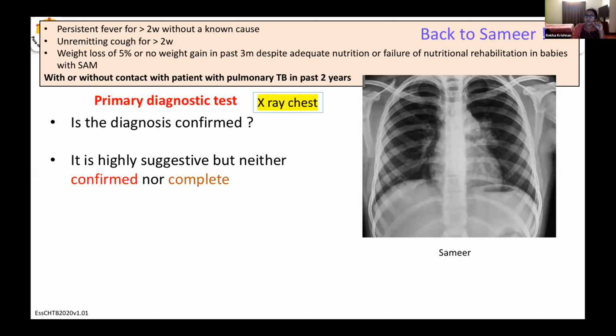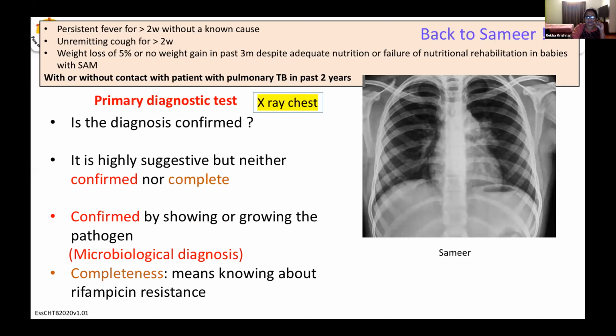You have to confirm your diagnosis and complete your diagnosis. How will you confirm your diagnosis? Confirmation is by showing or growing the pathogen. That is microbiological diagnosis. This is new according to the latest 2020 guidelines. This is coming up front, microbiological diagnosis, and our diagnosis will be complete only by knowing about rifampicin resistance. That is the next change.